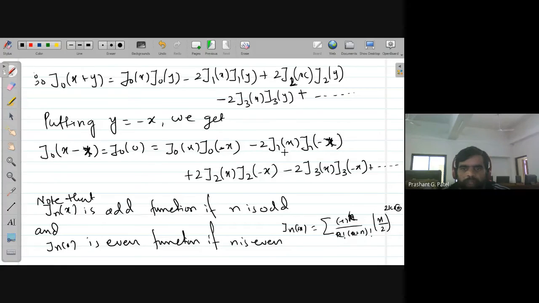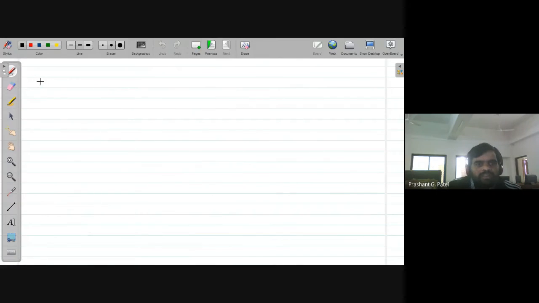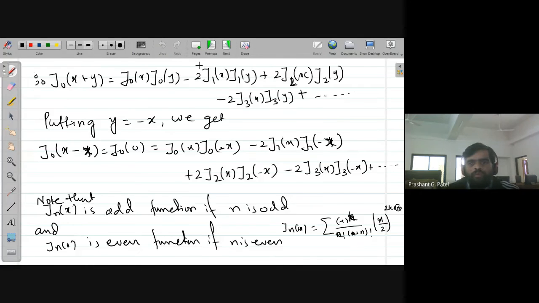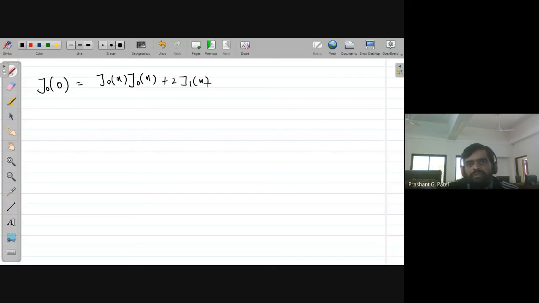So here, the alternating sign will come out. That means for J0 of x, if I substitute 0 in place of n here, we'll have x to an even power, so minus x will become the same. So we can have that J0 at 0 will be J0 at x into J0 at x. For J1, 1 is an odd number, so the minus sign will come out, and minus minus becomes plus, so 2 times J1x into J1x.